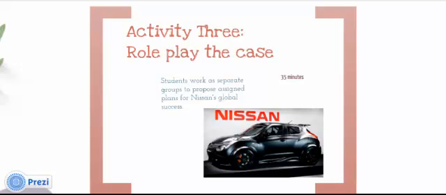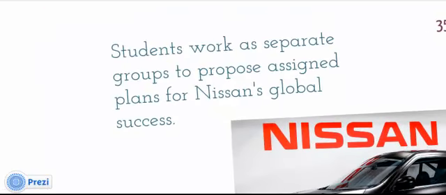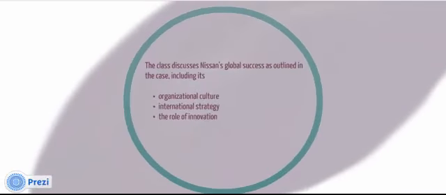The LRS for this section does a wonderful job of reconnecting the LXC articles to the case study found in the student's IBUS 311 text. She has also pulled out 3 elements from the case that are particularly relevant. Each student group takes one element of Nissan's global success and thinks about it in the context of the target language market, China in this case. The class discusses Nissan's global success as outlined in the case, including organizational culture, international strategy, and the role of innovation. These are the 3 groups into which the class is divided.